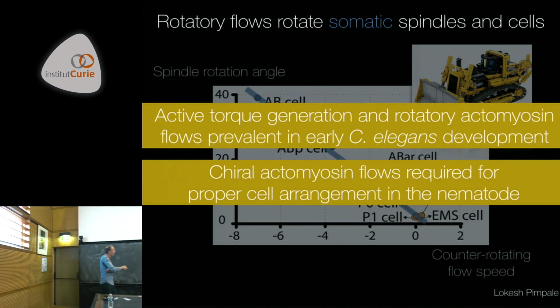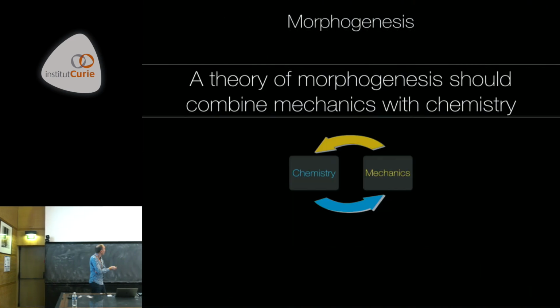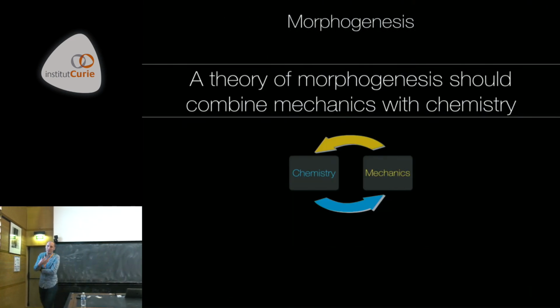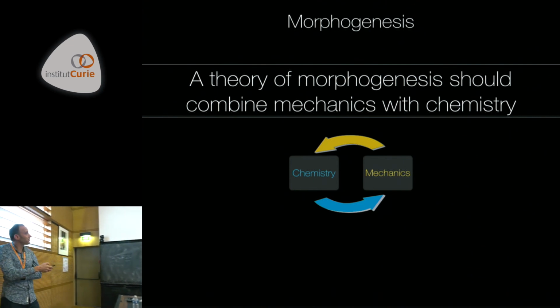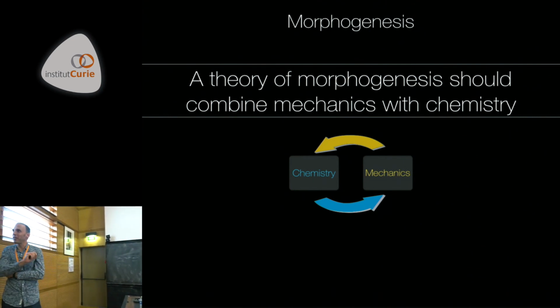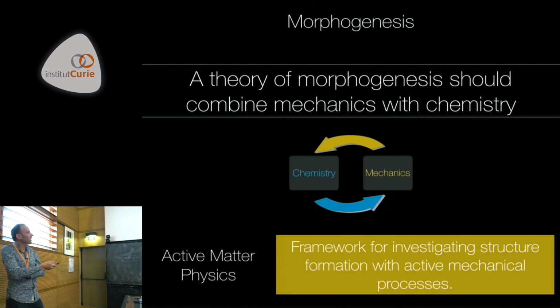This is more of a hypothesis than a tested statement at the moment. Okay, so let's end here. Let me sum this all up a little bit. If there's one thing I want you to remember, it's that a theory of morphogenesis should combine mechanics with chemistry. We've mostly talked about a single cell, but what I want you to take away, and here I'm just preaching to the choir, is that active matter physics, and of course combining that with regulation, provides an appropriate framework for investigating structure and pattern formation in conjunction with active mechanical processes.